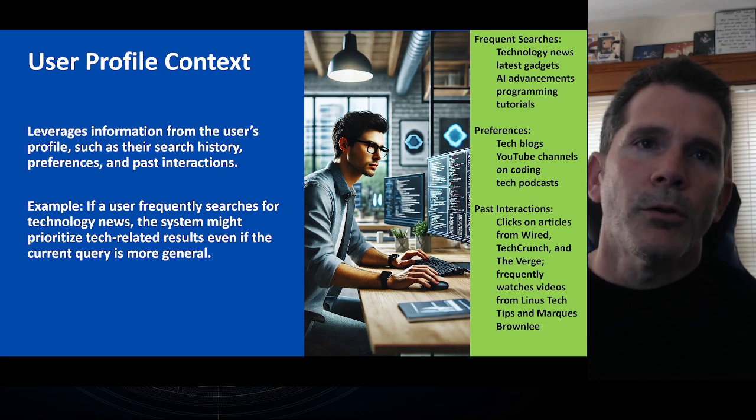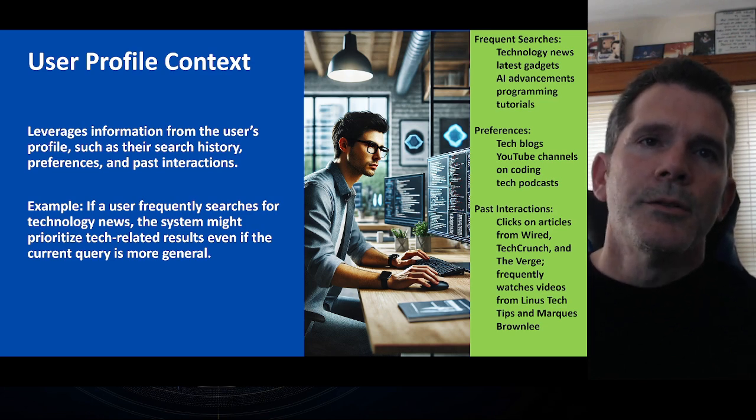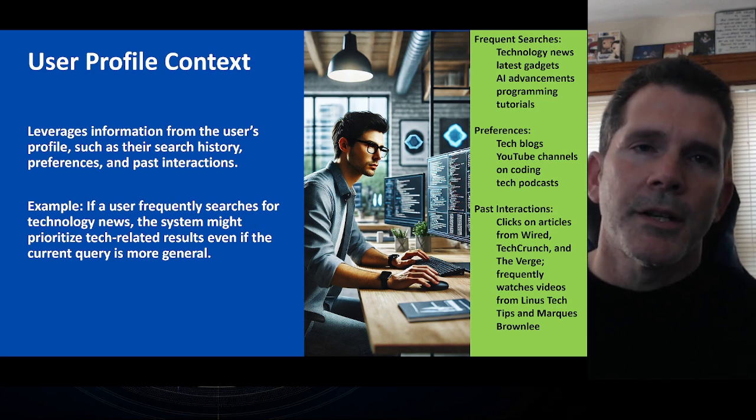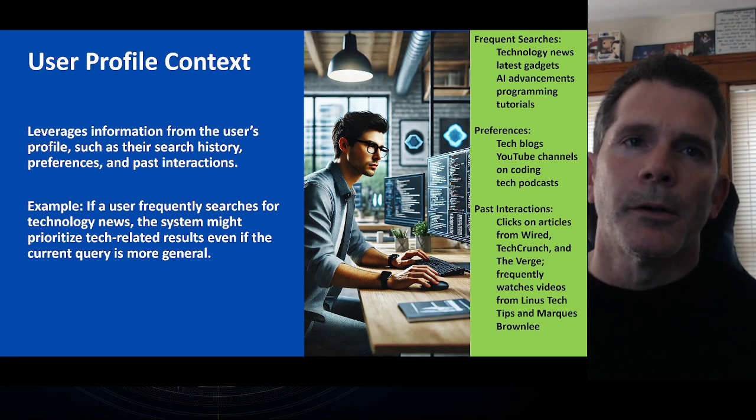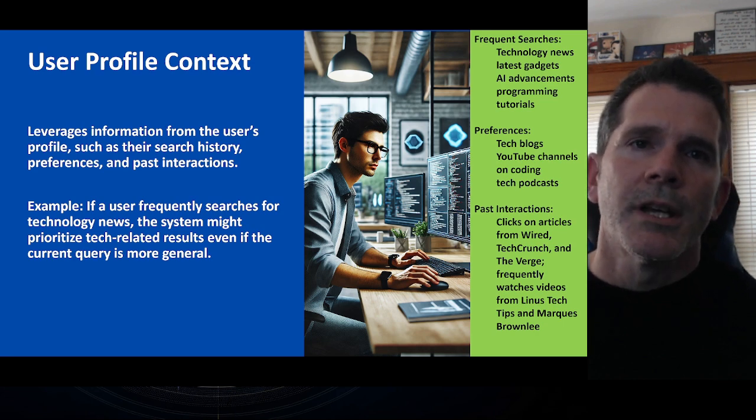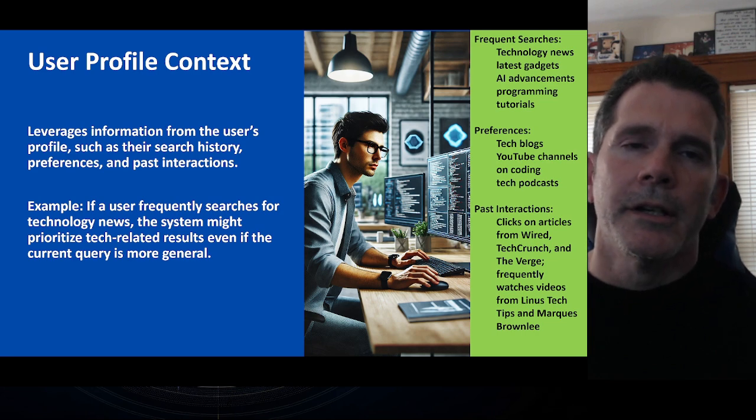Your user profile context uses information from the user's profile, such as their search history, preferences, past interactions. For example, if a user frequently searches for technology news, the system might prioritize tech related results, even if the current query is more general.